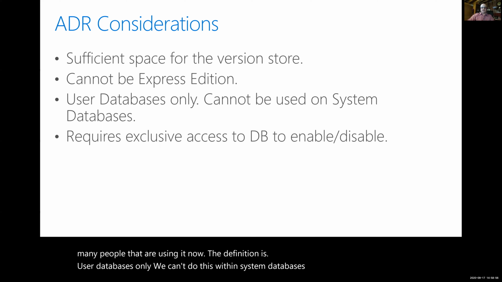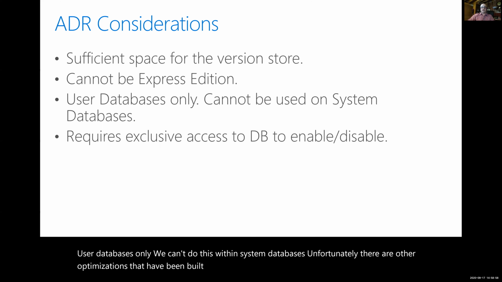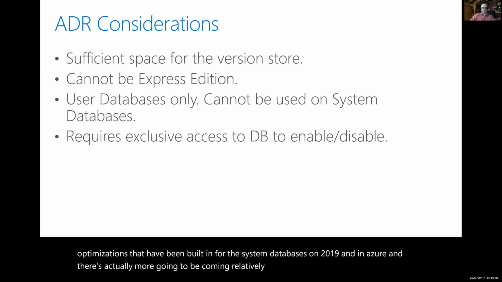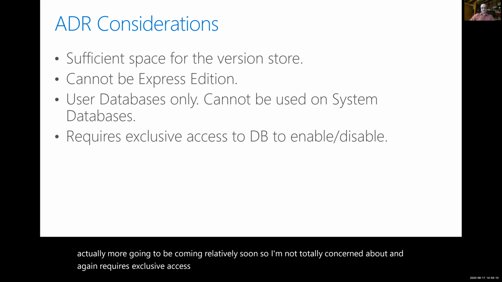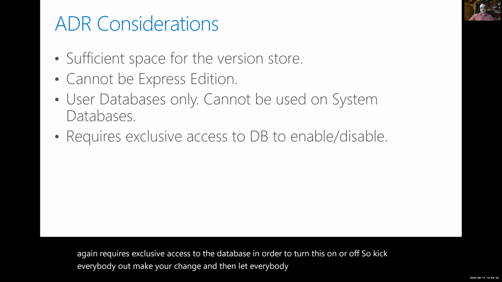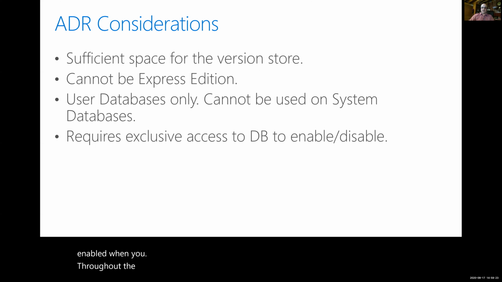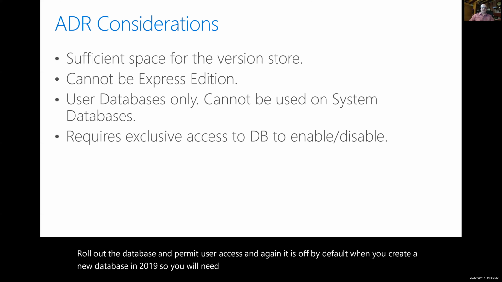There are other optimizations that have been built in for system databases on 2019 and in Azure, and there's actually more going to be coming relatively soon. So I'm not totally concerned about that. And again, it requires exclusive access to the database in order to turn this on or off. So kick everybody out, make your change, and then let everybody back in. Or make sure that this is enabled when you roll out the database and permit user access. And again, it is off by default when you create a new database in 2019. So you will need to make sure that you turn it on as part of your database creation scripts.